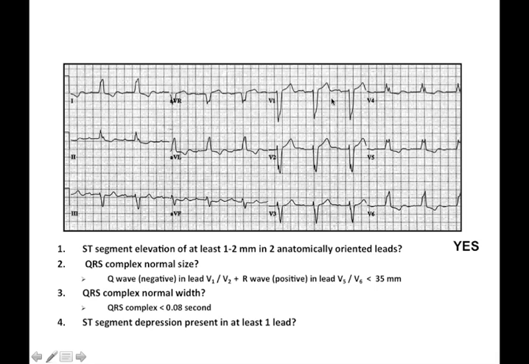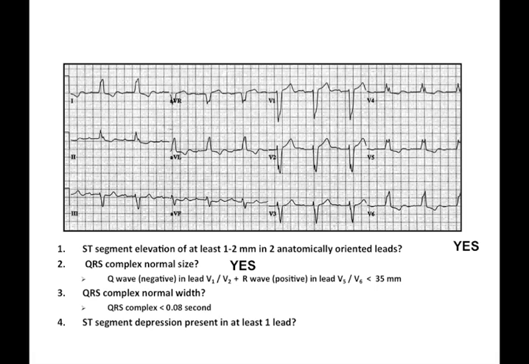We're going to have to add this up because it may be close. The negative portion of V1 is 5, 10, 15, perhaps one more, 16, plus 5, almost 10. 16 plus 10 is 26. The QRS complex size is normal. It's large, but normal. So the answer to question 2 is yes.